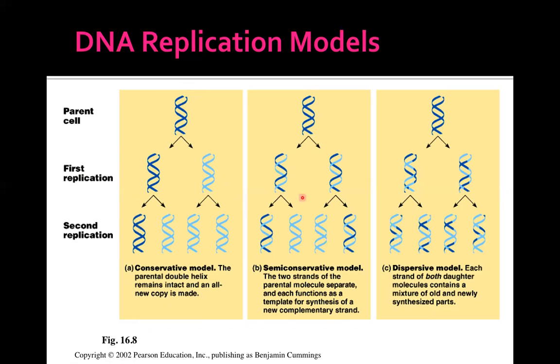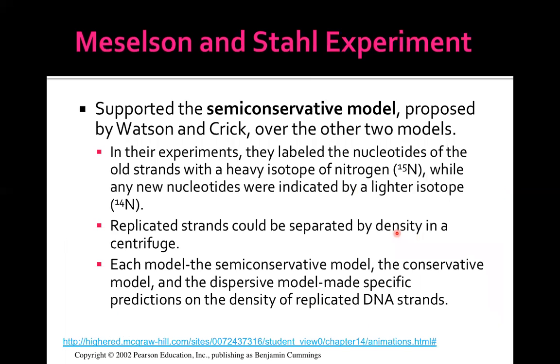Then I have the semi-conservative model, which is that I take one strand and I make a copy of it, and I take the other strand and I make a copy of it. These run anti-parallel to one another. It's not an exact copy, it's the complementary strand. And then I have the dispersive model, which is that you have little bits and pieces that are the original versus the new. Meselson and Stahl did an experiment that supported the semi-conservative model, which was proposed by Watson and Crick, over the other 2 models.